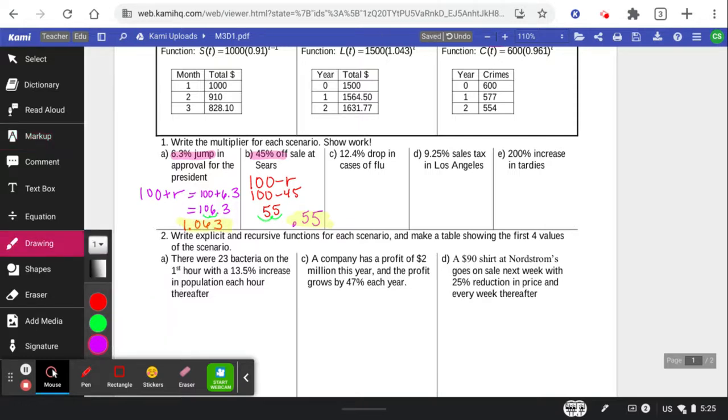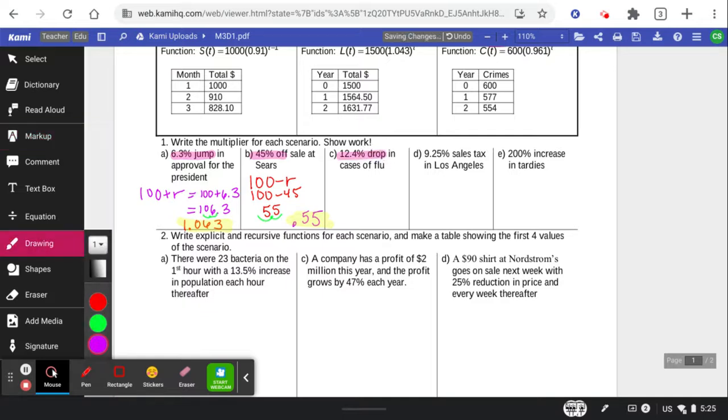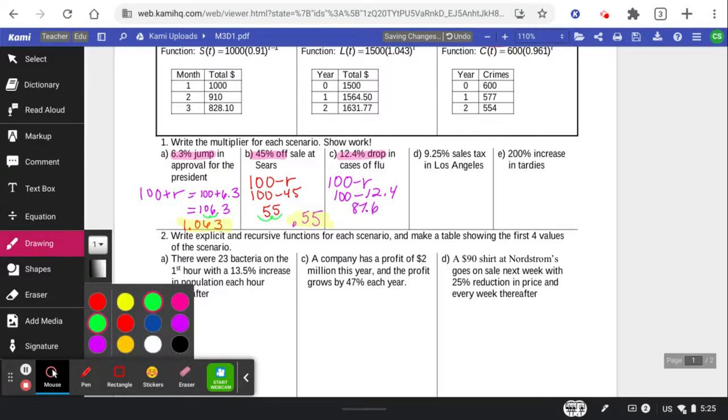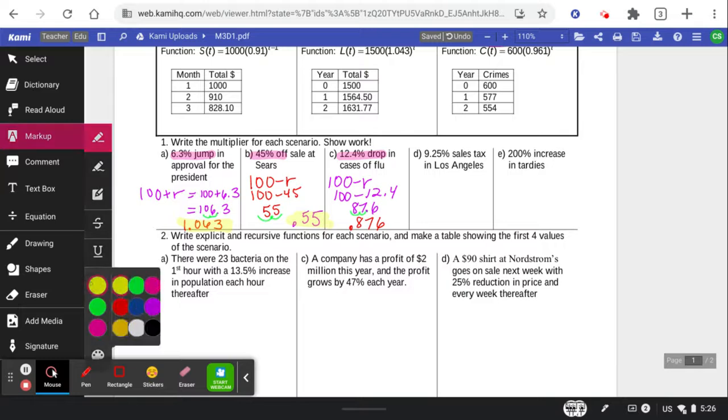Okay, let's look at the next one. A 12.4% drop in the cases of the flu. You got it. That's the 100 minus R because there's a drop. So 100 minus 12.4, grab a calculator right now and do that one. Don't try to do it in your head. We have tools for a reason. Okay, how'd you do? Did you get the 87.6 from that? And then we move our decimal twice to get our answer for the decimal multiplier of 0.876.